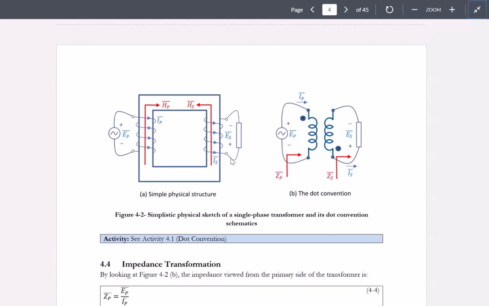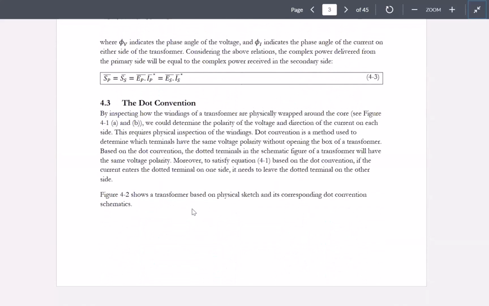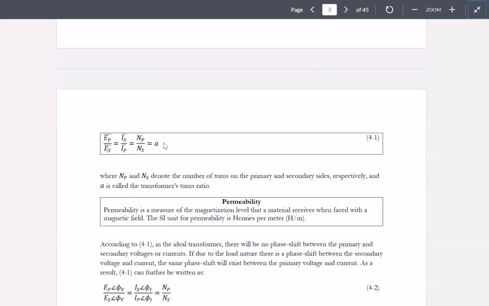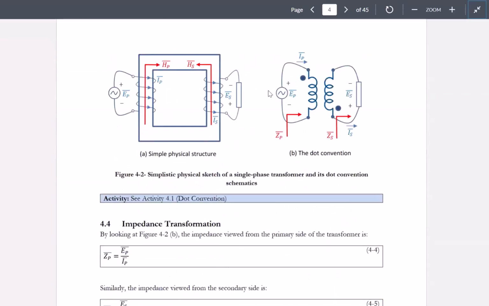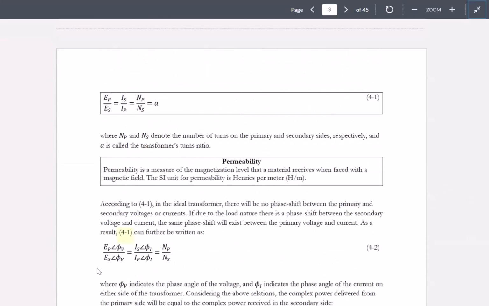That was a way that, without opening the box of the transformer, we could understand how the flow of current on the secondary side would be based on the dots. So dots would be associated with the terminals of the same polarity. And if we are considering a relationship in the ideal transformer based on EP over ES is IS over IP, then if the current goes into the dot on one side, the current should come out of the other dot on the other side so that this relationship holds.